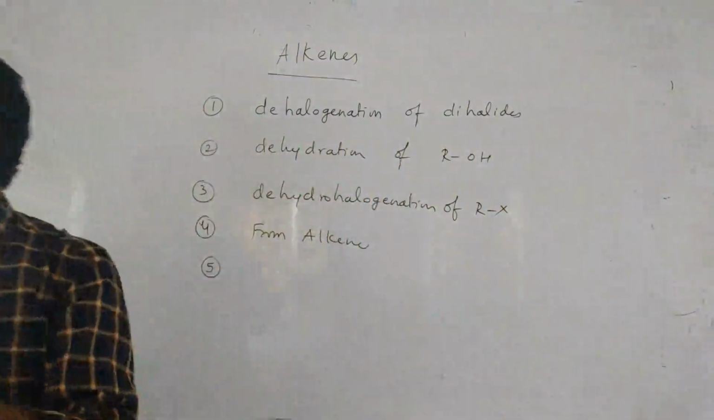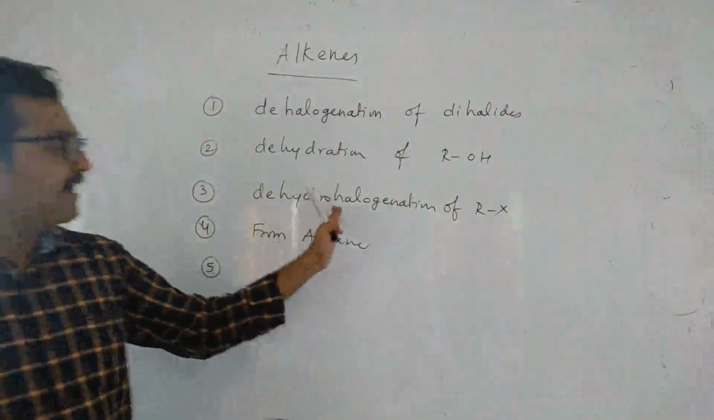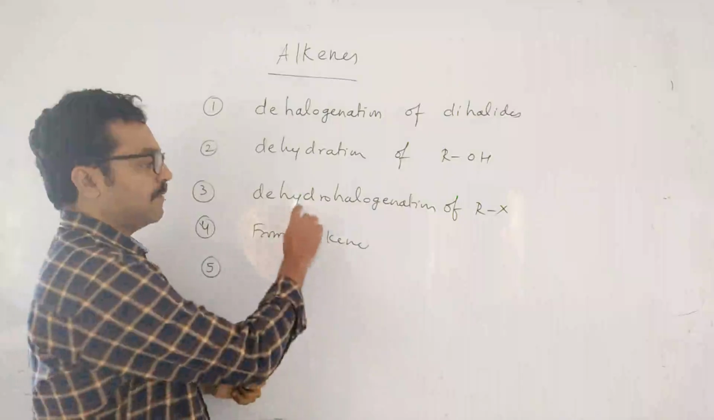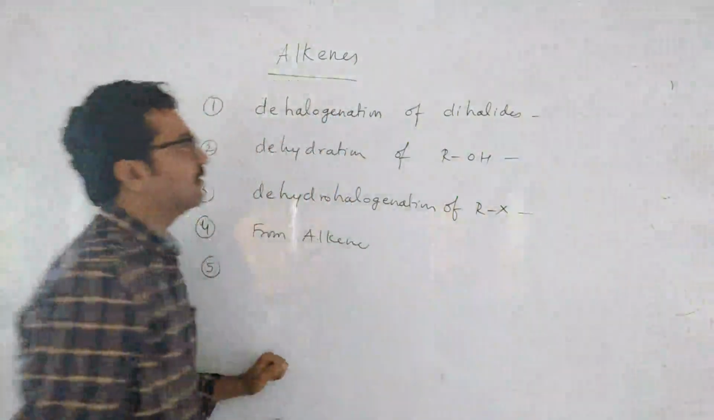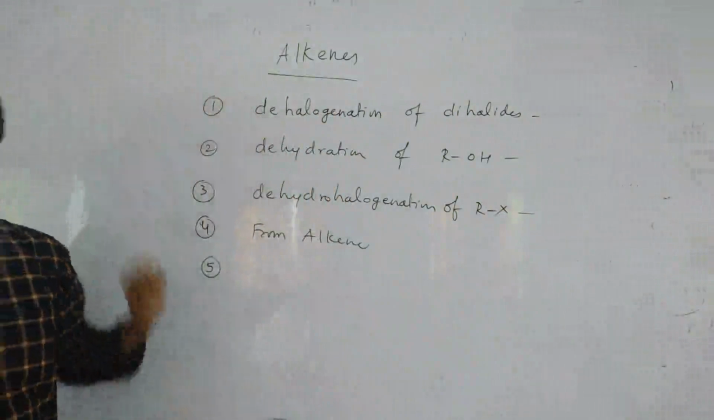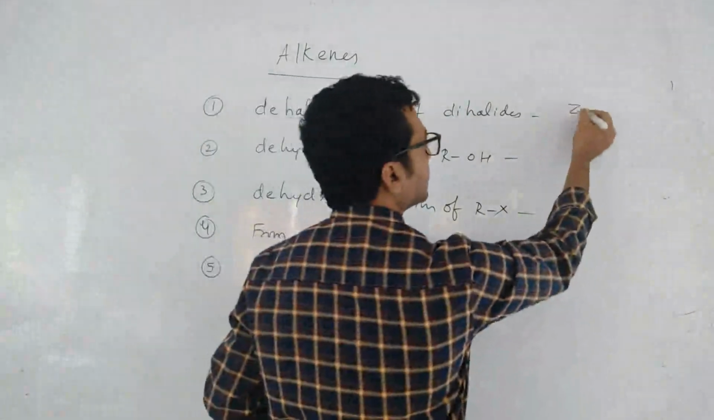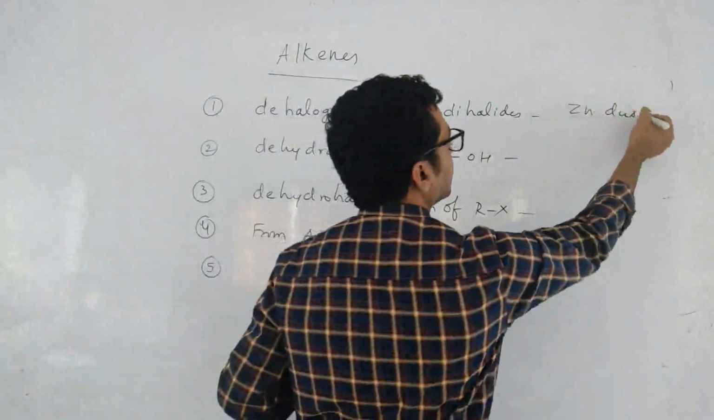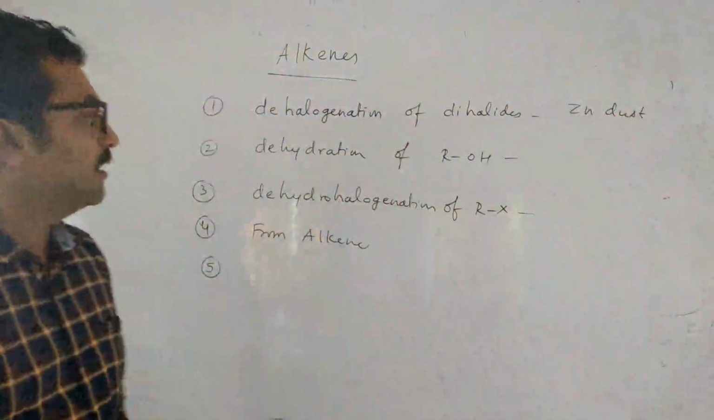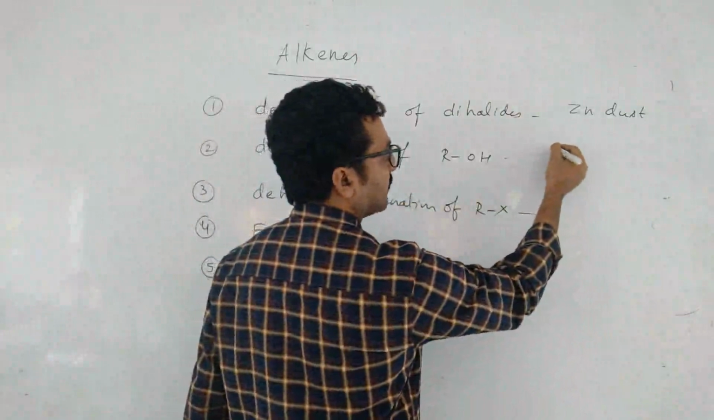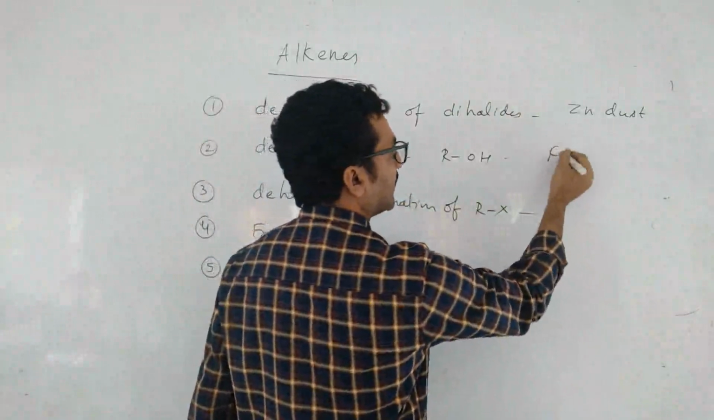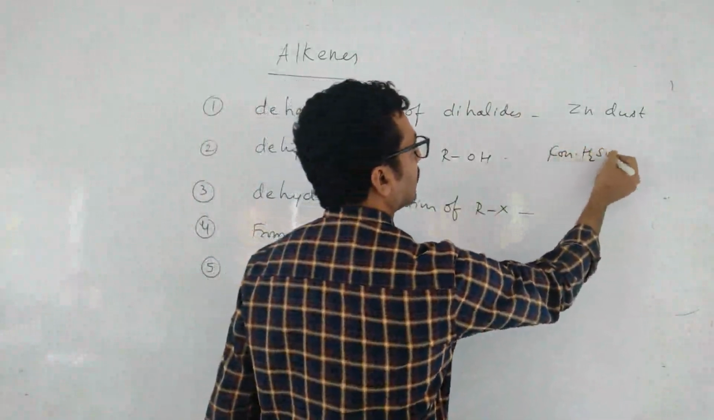In dihalide, you have to remove the halogen, X2. Dehydrohalogenation means minus HX. Now reagents, tell me children. What is the reagent for dihalide? Zinc dust, right? This is the reagent. And for dehydration of alcohol, I told many yesterday. What are those? Concentrated sulfuric acid. Very good. Next.